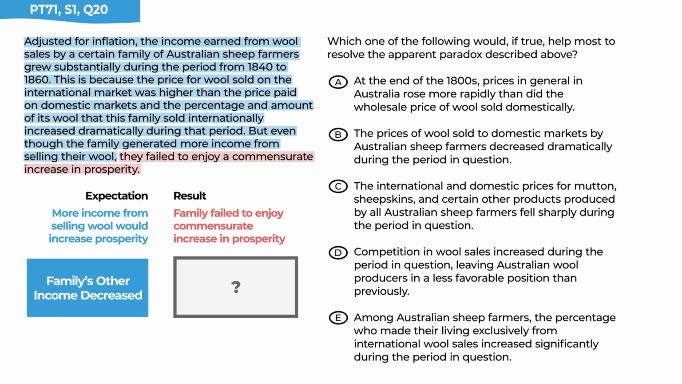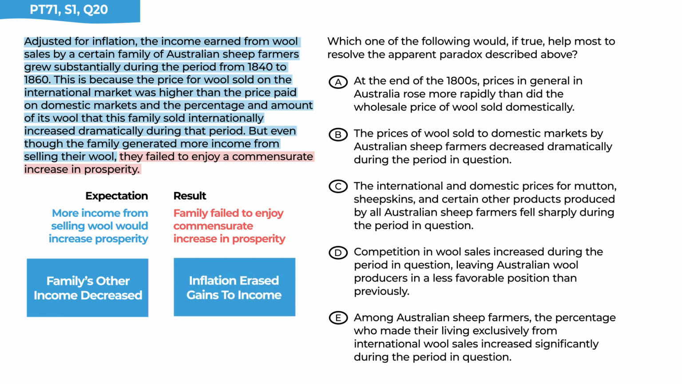But that also implies that it wasn't 100%, that they're doing other things as well in order to generate profits from their sheep. So if anything negative happened to those other forms of profits, maybe that decrease in other income wiped out any increase in income that they were getting from selling their wool. Or possibly inflation could have erased any gains that they might have gotten. So it could be something that's focused on them personally as a family, or it could be a bigger macro trend that affects everybody. So long as we can see how this family's gains might have been wiped out by some other losses, that would explain why they did not get a commensurate increase in prosperity, even though they got more income from selling their wool.